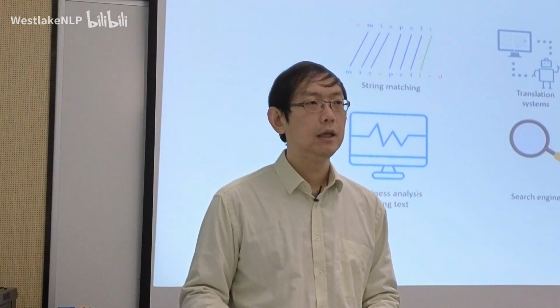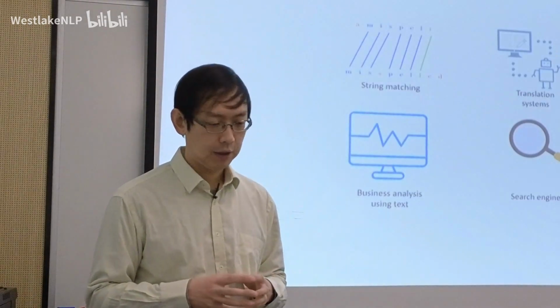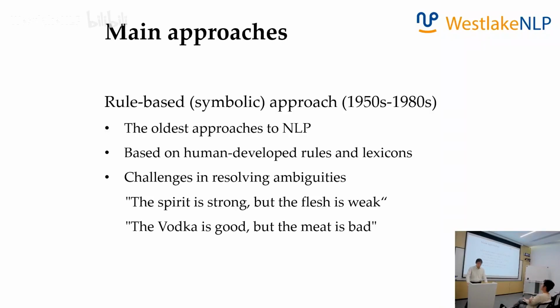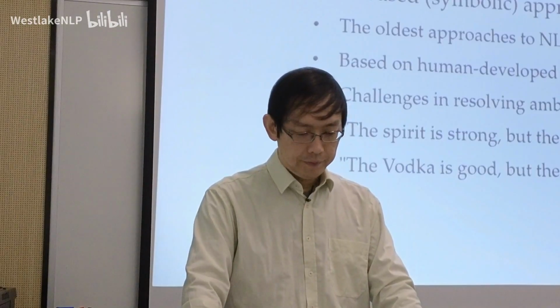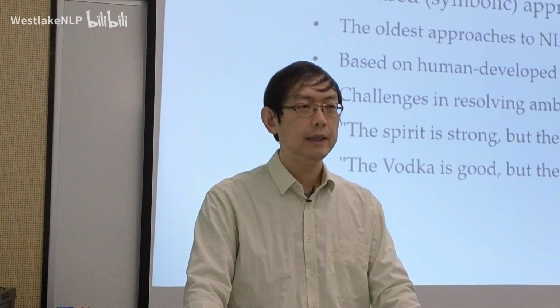NLP has been a very traditional field in AI and computer science, and there have been 3 main stages in its development. First stage. NLP research started at the dawn of computer science. At the very early age in the 1950s, people started to think about how algorithms can help automatically translate one language to another. At that time, the major technology was rule-based techniques.